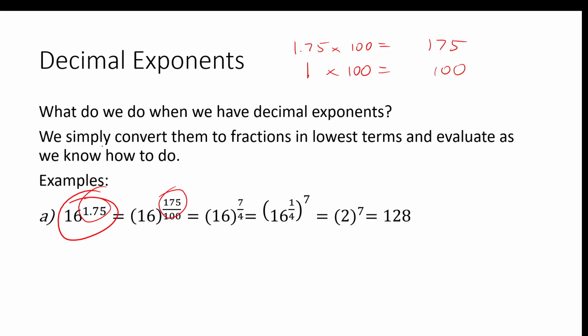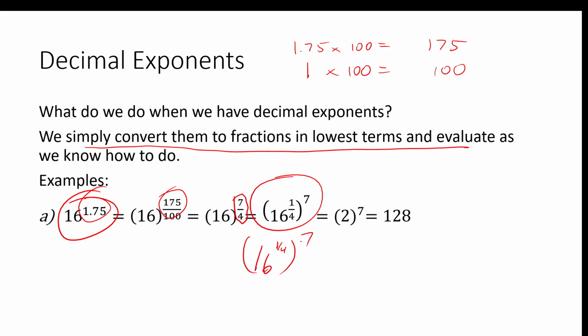Now, remember it says here, convert them to fractions in lowest terms. Well, 175 over 100 is not in lowest terms. We make it 7 over 4. So what we have is 16 to the exponent 7 over 4. We're going to make that 16 to the 1 over 4 and then kick the 7 out to the outside the way we've done here. Well, 16 to the 1 over 4 is 2 because 2 times 2 times 2 times 2 is 16, meaning the fourth root of 16 is 2. So we have 2 raised to the exponent 7, which is equal to 128.